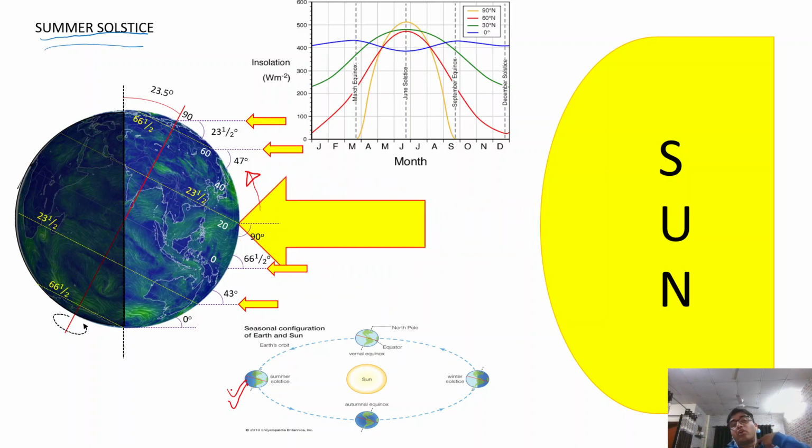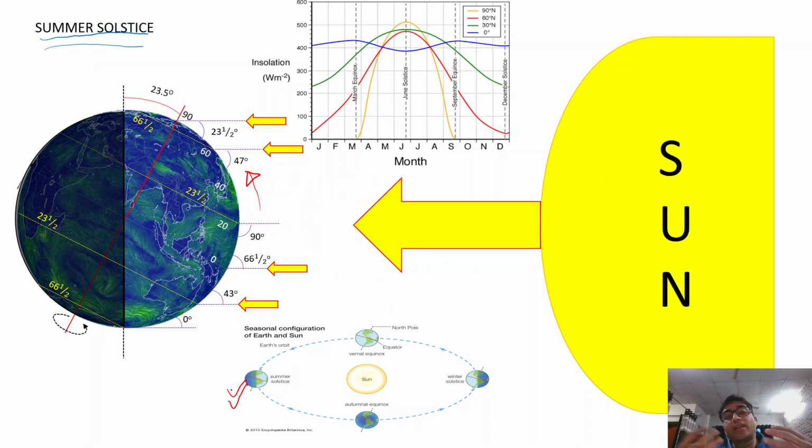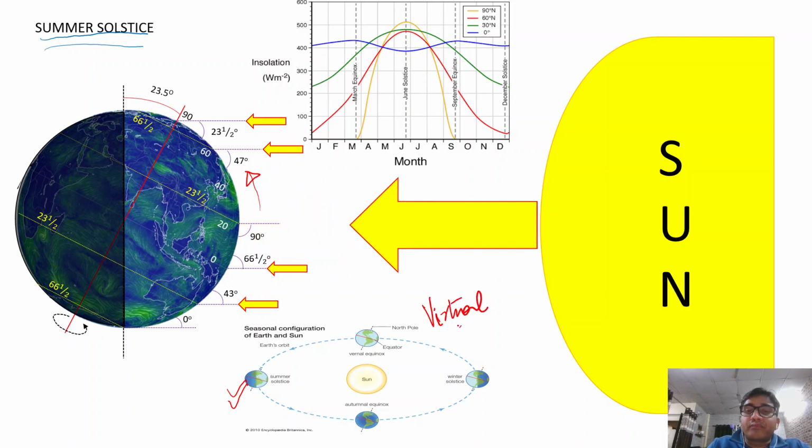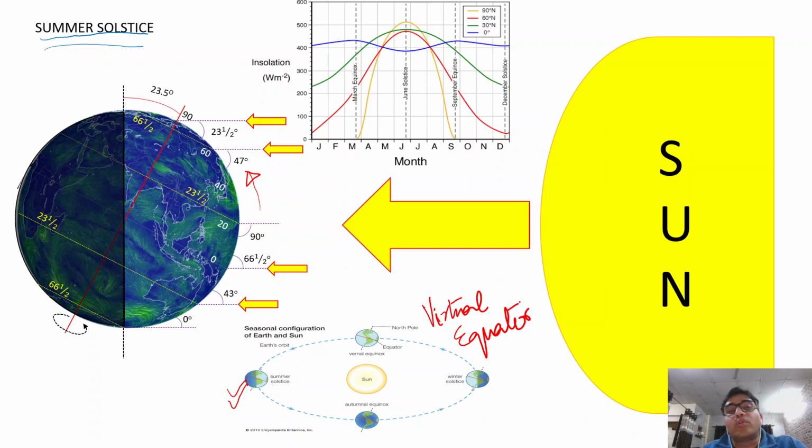So during the summer solstice, during this position, the 23.5-degree latitude, or the Tropic of Cancer, basically acts as a virtual equator. Now here the Tropic of Cancer acts as a virtual equator, and it receives the maximum amount of insolation. So that was the reason that we got the latitudinal distribution like this.